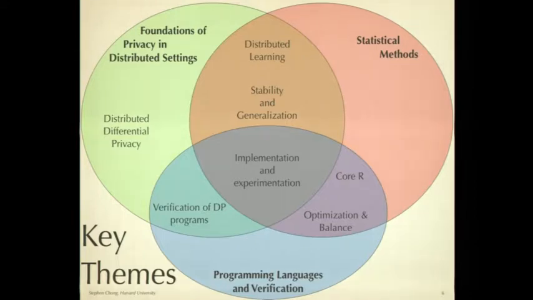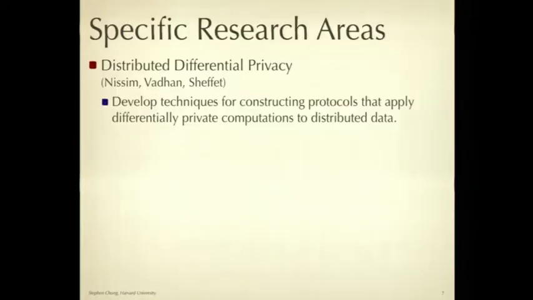We're looking at the use of formal methods in programming languages and verification to reason about the implementation of statistical analyses written in the R language. To give you a little bit more of an idea of these specific research areas, distributed differential privacy: thinking about how we can apply differentially private computations to distributed data. And of course, the local model is perhaps one extreme example of this, where each individual has their own data and you can think about them as being distributed. Contrast that with a centralized approach where one curator holds all of the data and does a centralized computation. But of course, there's a range in between.